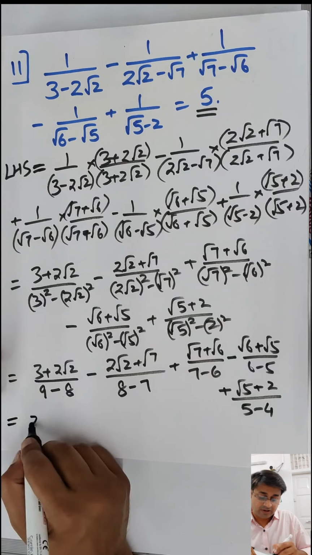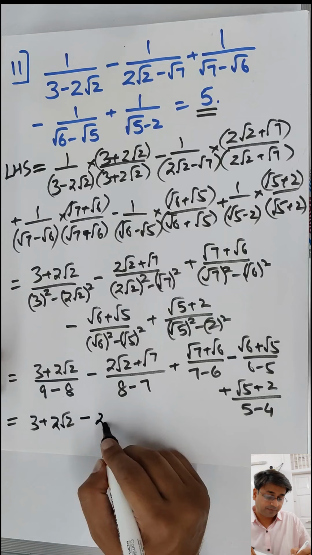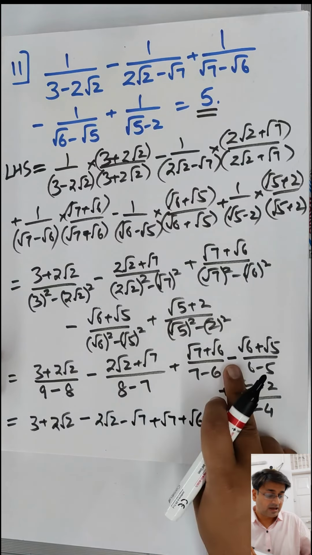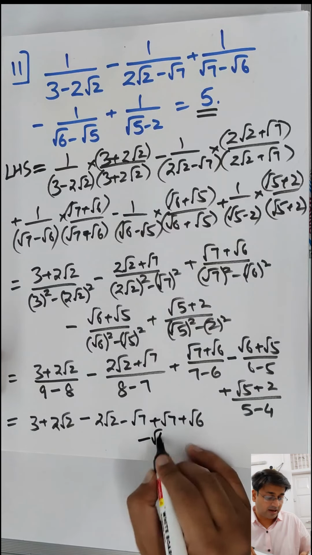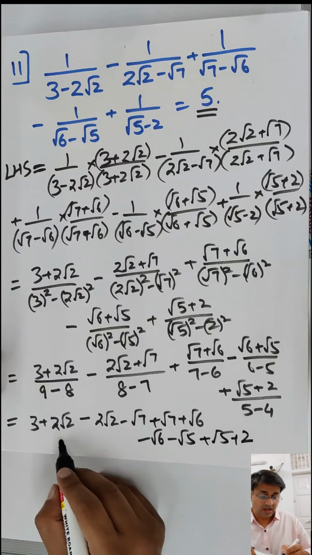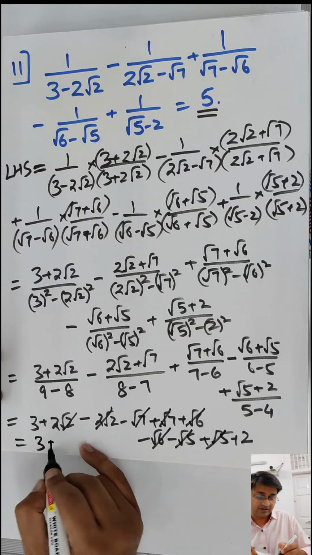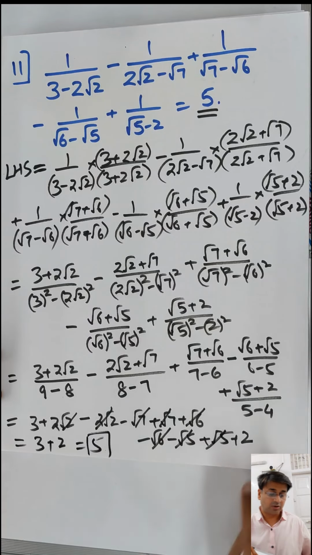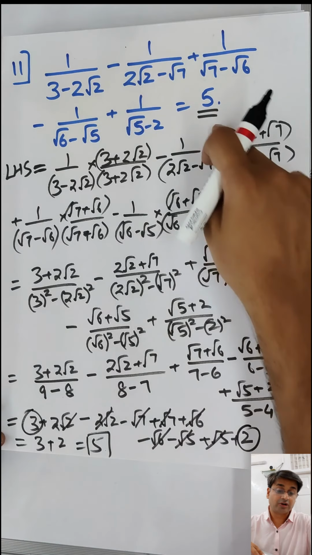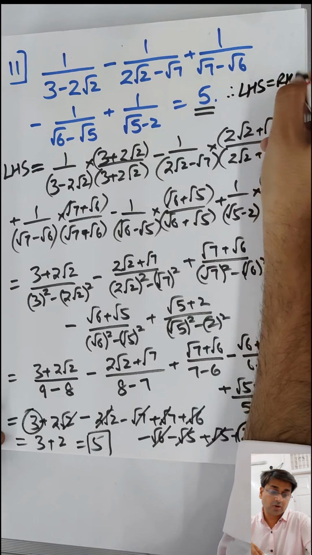So what is left in the numerator is 3 plus 2 root 2 minus, so change both the signs, 2 root 2 minus root 7 plus root 7 root 6, again minus, so change both the signs, so minus root 6 minus root 5 and plus root 5 plus 2. So plus minus, plus minus cancel. What is left is 3 plus 2, which is equal to 5. 3 and 2 over here totals 5. That's what your RHS is. So after this you can write, therefore LHS is equal to RHS.